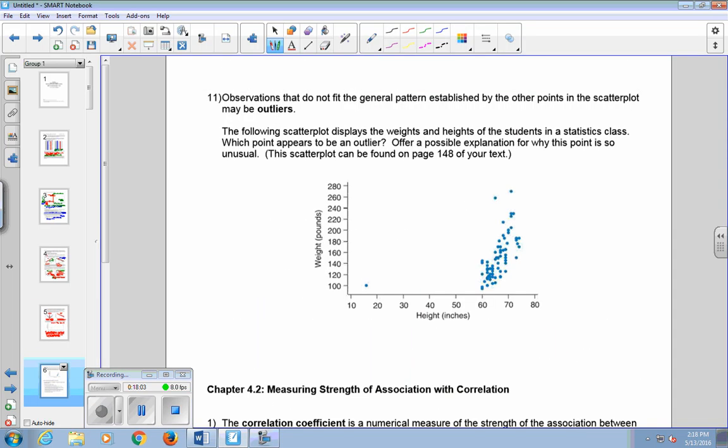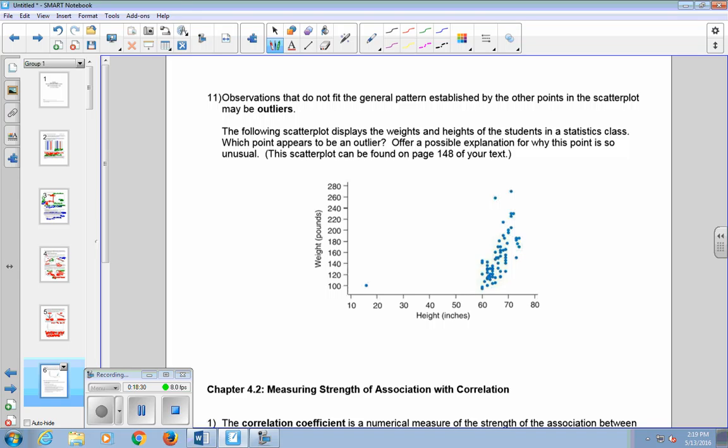Okay, number 11, observations that don't fit the general pattern established by the other points in the scatter plot may be outliers. The following scatter plot displays the weights and heights of students in the statistics class. Which point appears to be an outlier? Offer a possible explanation for why this point is so unusual. And again, this can be found in your textbook on page 148. You may want to press pause, give yourself a chance to look at this first before pressing play again.